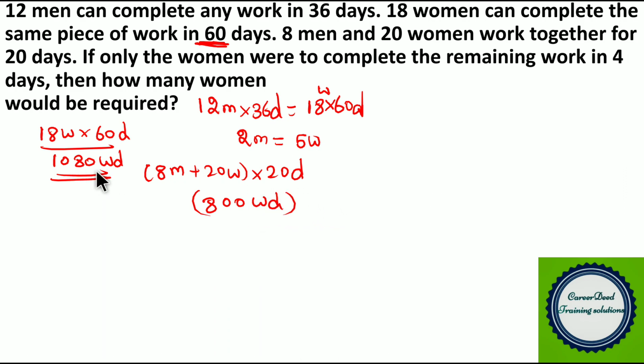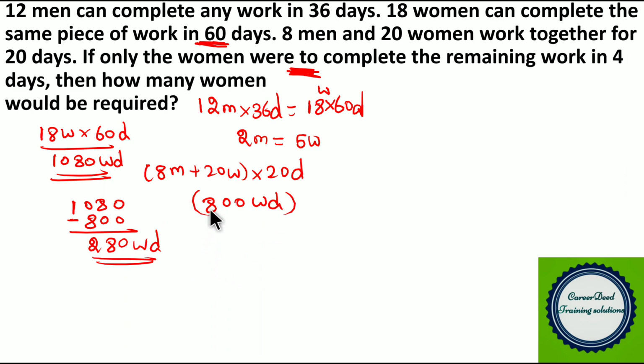So out of 1080 women days, these 8 men and 20 women working for 20 days completed 800 women days work. So how much work remains to be completed? While solving, we get 280 women days work. This work needs to be completed only by women in 4 days. Right, in the question it is given they have to complete this remaining work in 4 days. So how many women are needed?